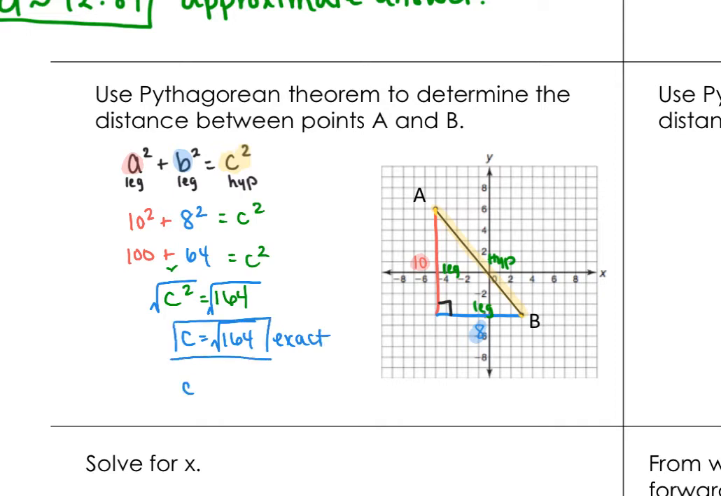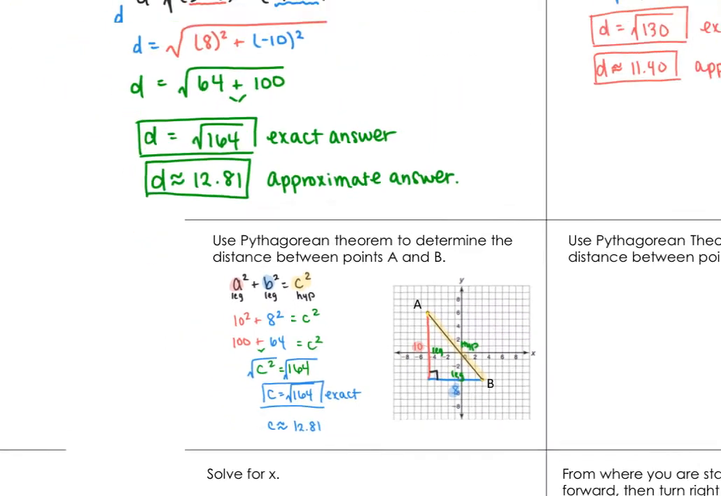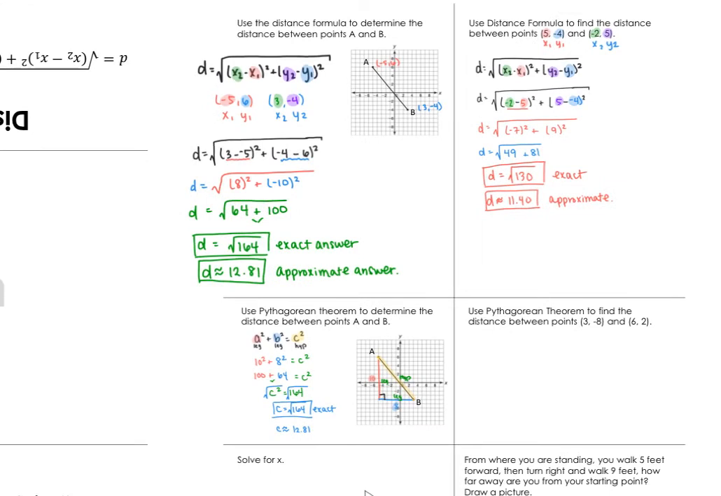To get the approximate, we put it in our calculator. And you should get 12.81. So basically what I did is I just showed you two different ways of doing the exact same problem. When you're given a line on a coordinate plane, you can use distance formula to solve for the length, or you can use Pythagorean theorem to solve for the length.